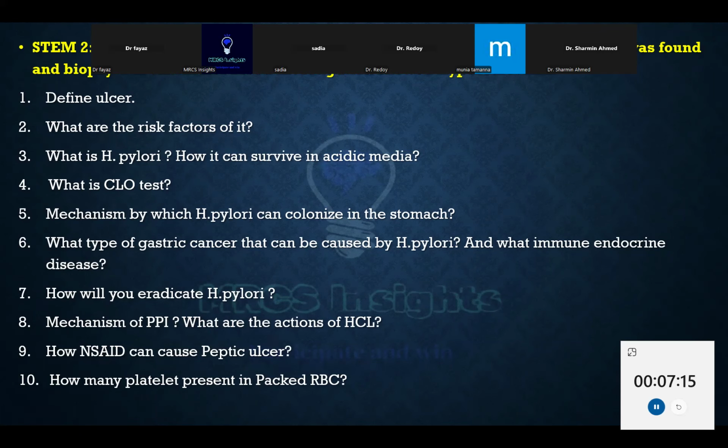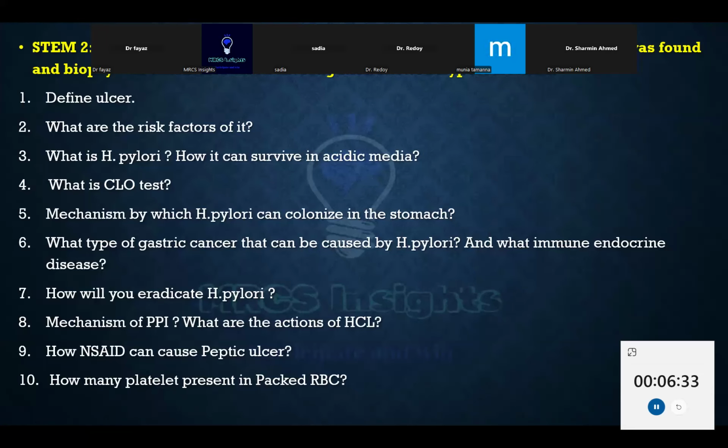So what is CLO test? CLO test is a Campylobacter-like organism test, in which we take a sample by doing upper GI endoscopy, and put the sample in a medium which contains urea, so that if the specimen contains H. pylori, it will produce urease enzyme. It will convert the urea into ammonia. In the medium we add an indicator, phenol red, so it will change the color from yellow to red. That is the Campylobacter-like organism test.